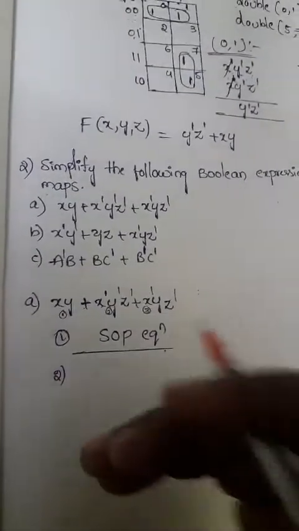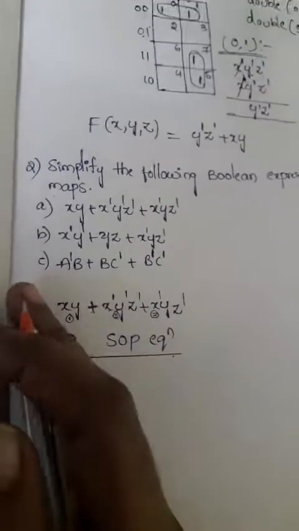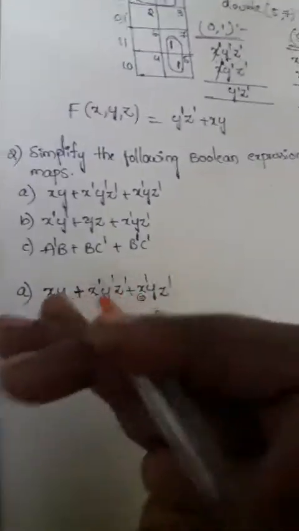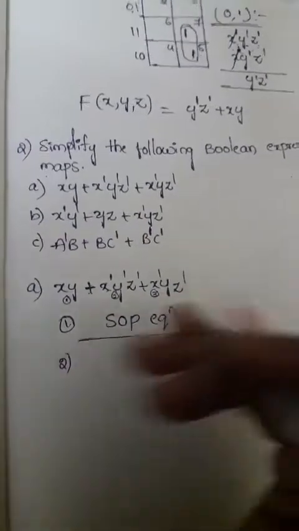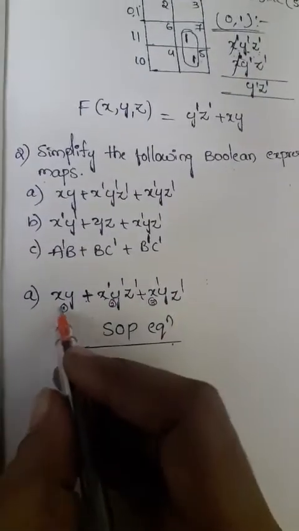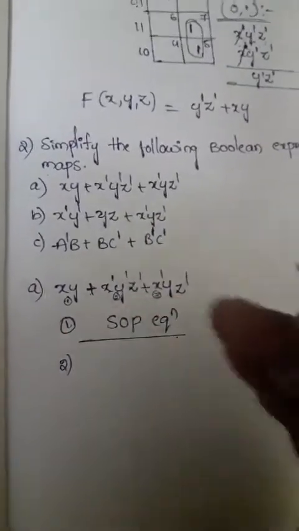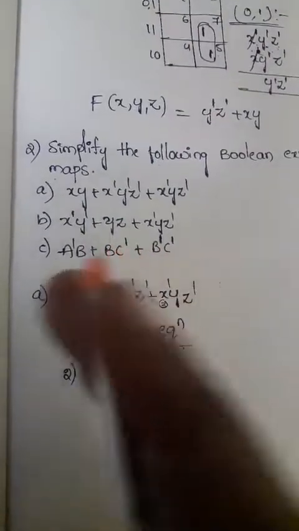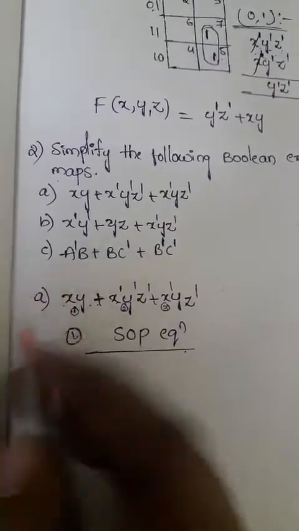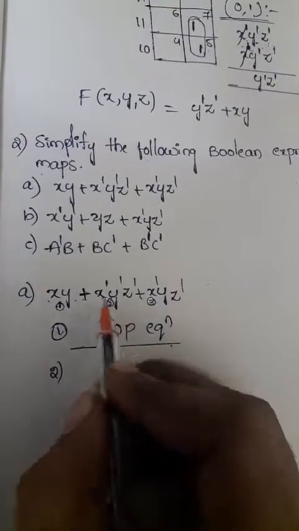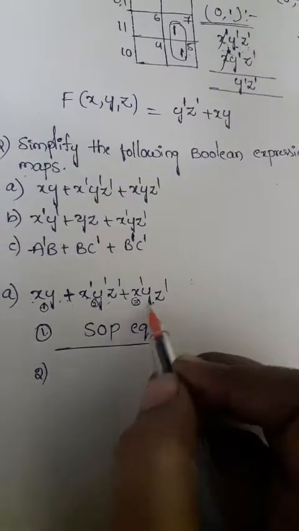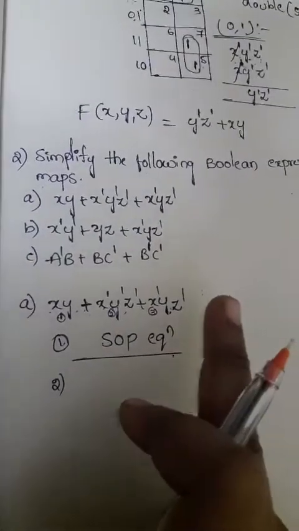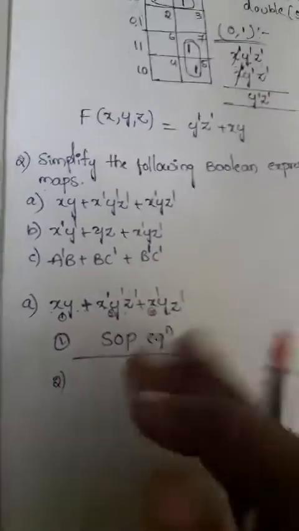Okay, the next step is to check whether every term consists of all the variables, that is, whether any variable is missing from any term. Here, the first term consists of only two variables, so one variable is missing. The second term consists of three variables, and the third term also consists of three variables, those are x, y, z. But in the first term one variable is missing, that is z. That is clear.